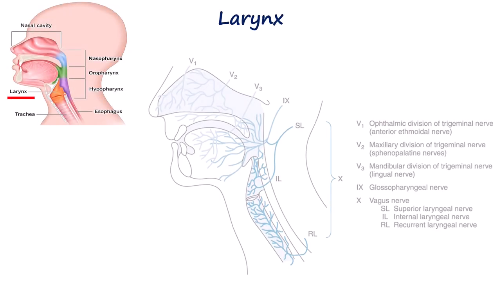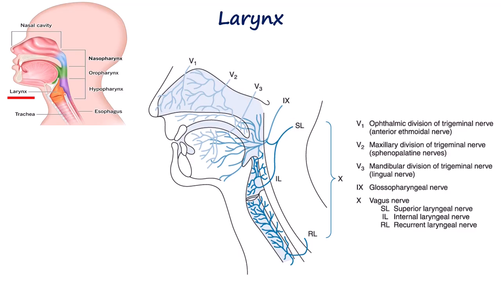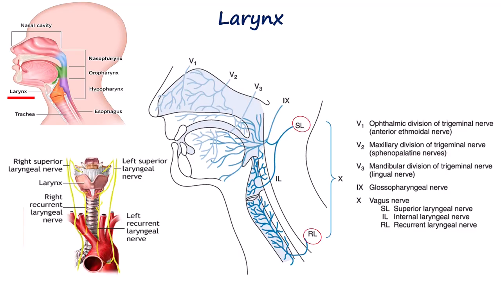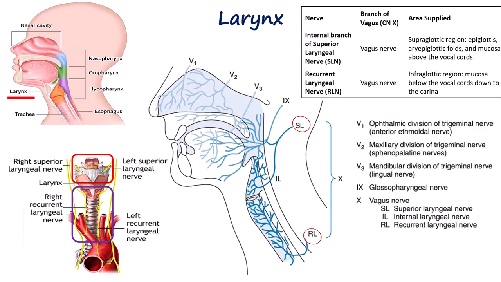The larynx's sensory innervation comes primarily from two branches of the vagus nerve, the superior laryngeal nerve and the recurrent laryngeal nerve. The internal branch of the superior laryngeal nerve provides sensory innervation to the supraglottic region, including the epiglottis and the mucosa above the vocal cords. The recurrent laryngeal nerve provides sensory innervation to the infraglottic region, below the vocal cords and to the level of the carina.